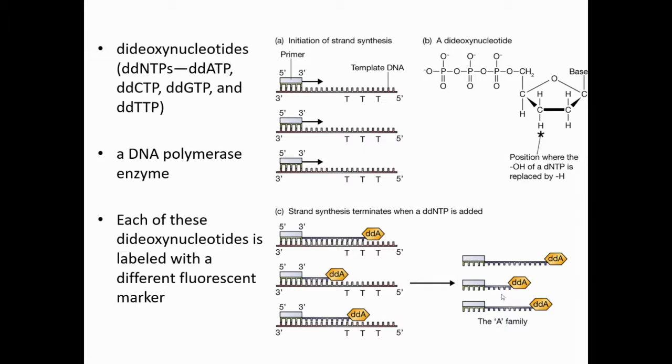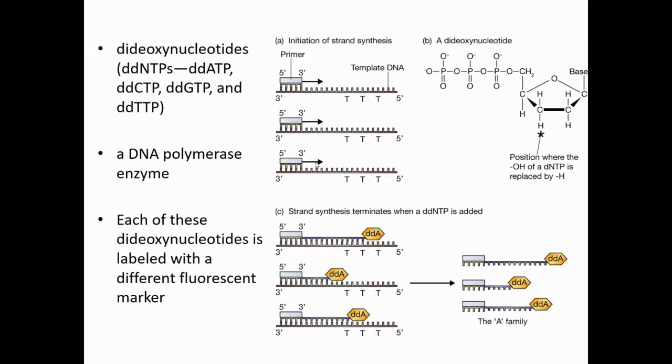For these three DNA molecules, you generate three different lengths of fragment, and then you perform the gel electrophoresis. Okay, and of course you have to perform four different reactions. This is the first reaction, where you put the dideoxy ATP. Then you have a second reaction where you only add the dideoxy GTP, and then in the third reaction you add the dideoxy CTP, and in the fourth reaction you add the dideoxy TTP.